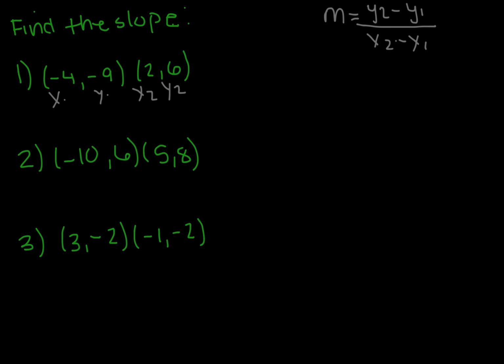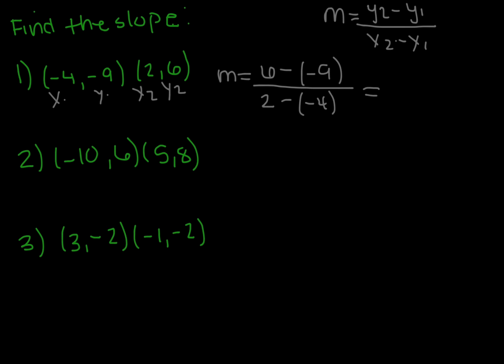So for the first problem, we're going to have m equals y2, which is 6, minus y1, which is -9, and that's going to be over x2, which is 2, minus x1, which is -4. And we're going to solve.